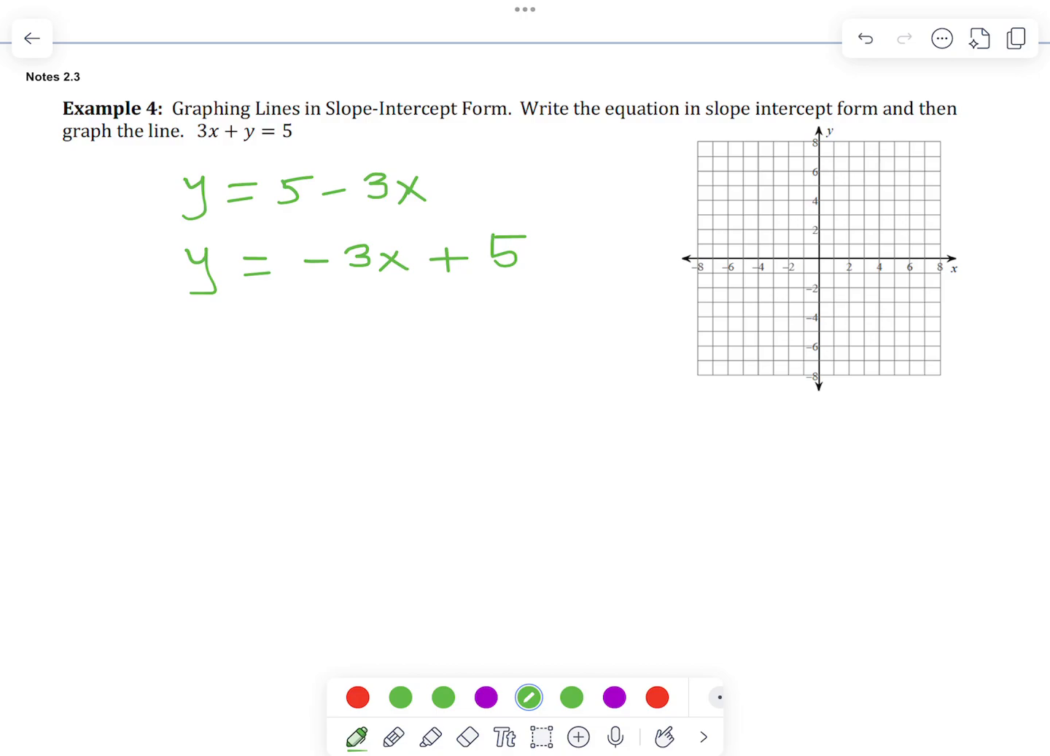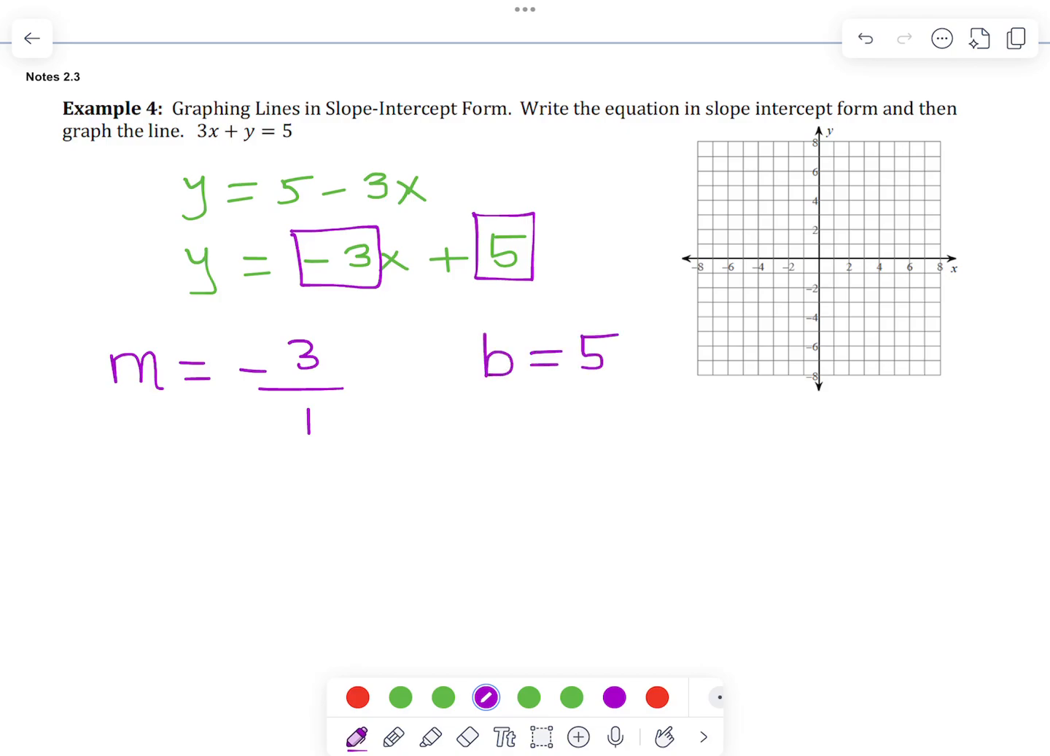So we're going to go ahead and identify the slope and the y-intercept. So the slope is right here, and then the y-intercept is right there. So the slope is -3, and we're going to go ahead and write that as a fraction, so -3 over 1. And then the y-intercept, the b, is 5. So now we're going to go ahead and graph that.